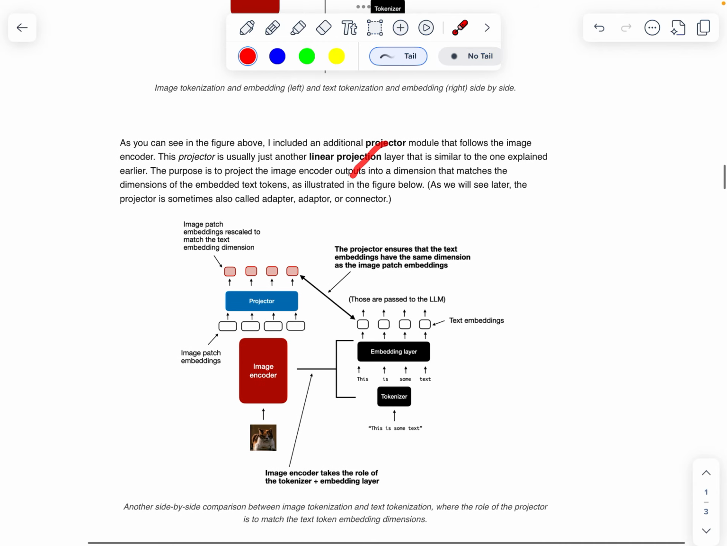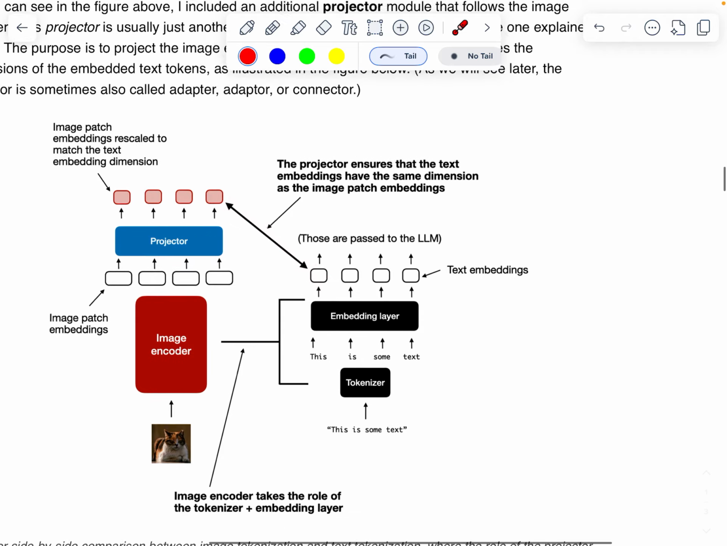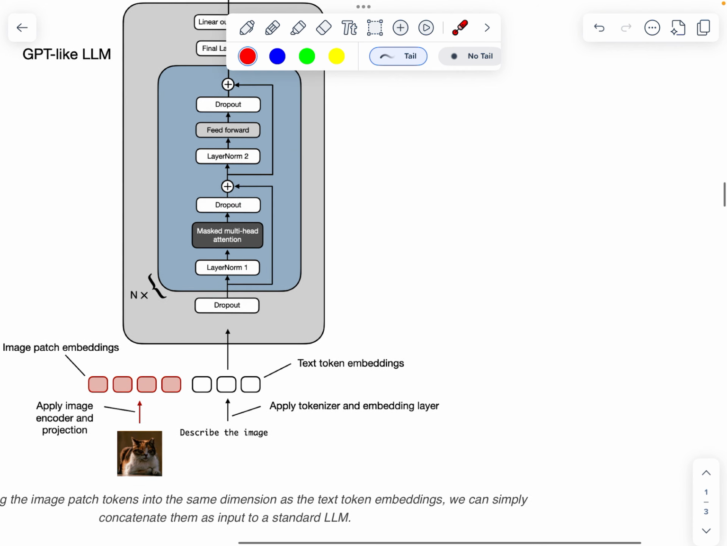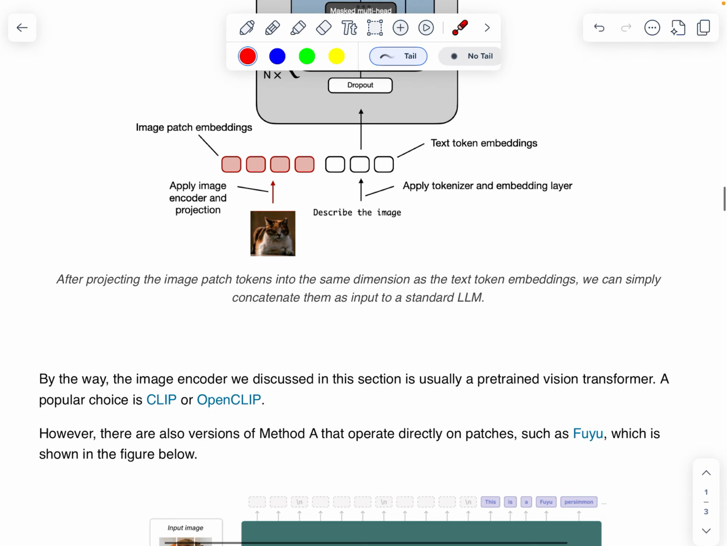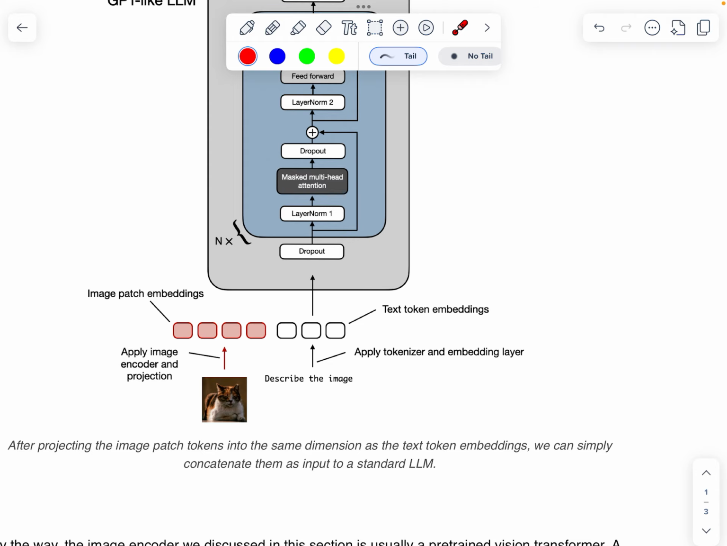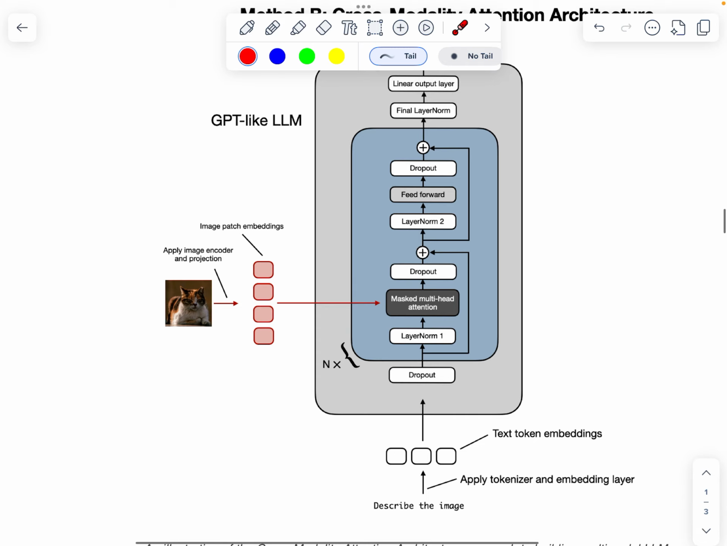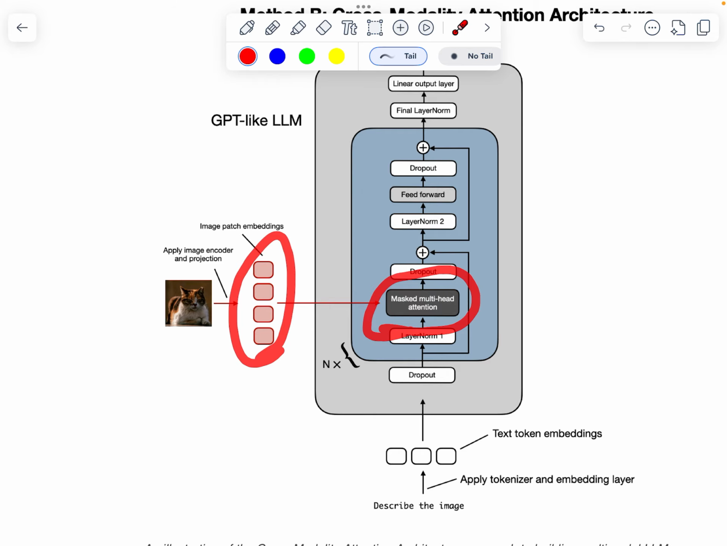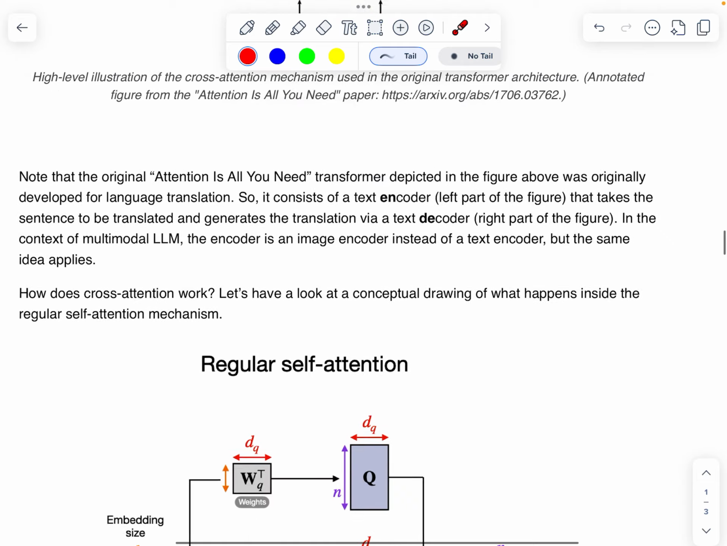So method A is where you concatenate them together and then feed it into the input. When we see here, you see the image patch, and then you see the text, and you concatenate them together, and then you feed them into the transformer architecture. And then in this part, you have the option of introducing the text embeddings and image patch embeddings in the masked multi-head attention layer, and this guy goes into details on how that happens.